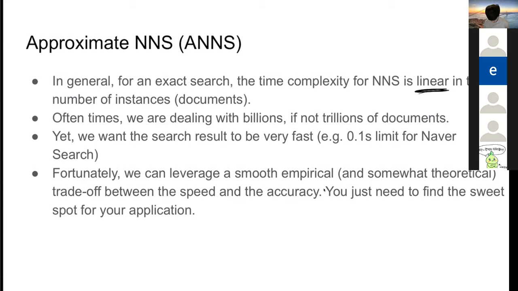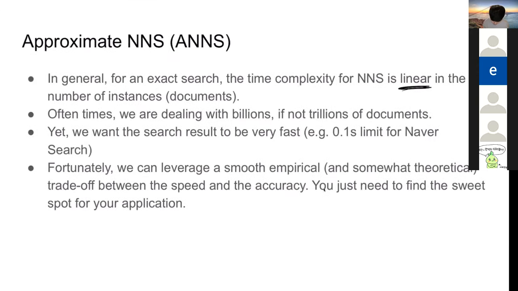We might be sacrificing the accuracy, but still we can make sure that the search will be fast enough. And fortunately, we can leverage a smooth empirical trade-off between speed and accuracy. So basically, we need to find the sweet spot. But of course, there is a trade-off, which means you are not guaranteed to achieve 100% accuracy with a very fast retrieval engine. You have to sacrifice something, either speed or accuracy. So we're going to see how that works.